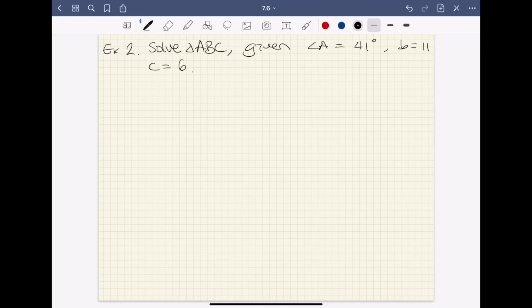Example 2. Solve triangle ABC given angle A equal to 41 degrees, b equal to 11, and c equal to 6. The question asks you to solve triangle ABC. It means to solve for the missing values for this triangle. So this triangle gives you the angle A, side b, and side c. So we're still missing angle B, angle C, and side a. Let's draw this triangle first.